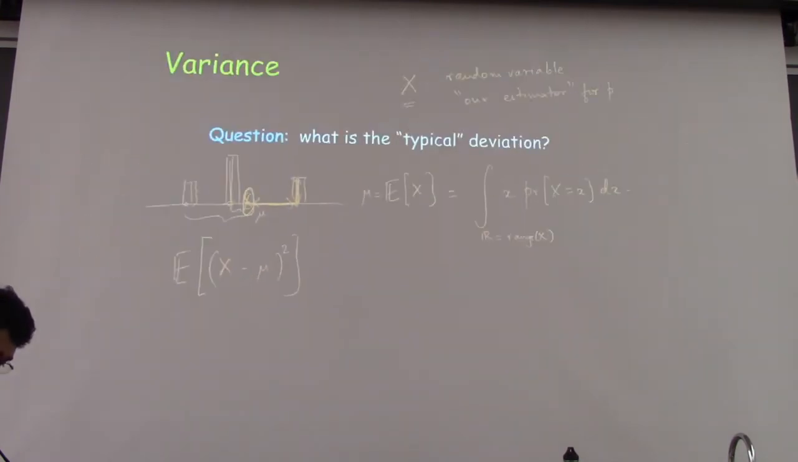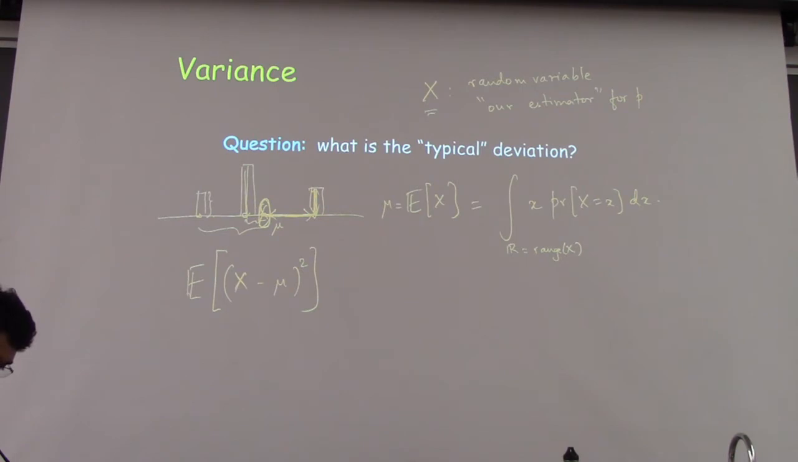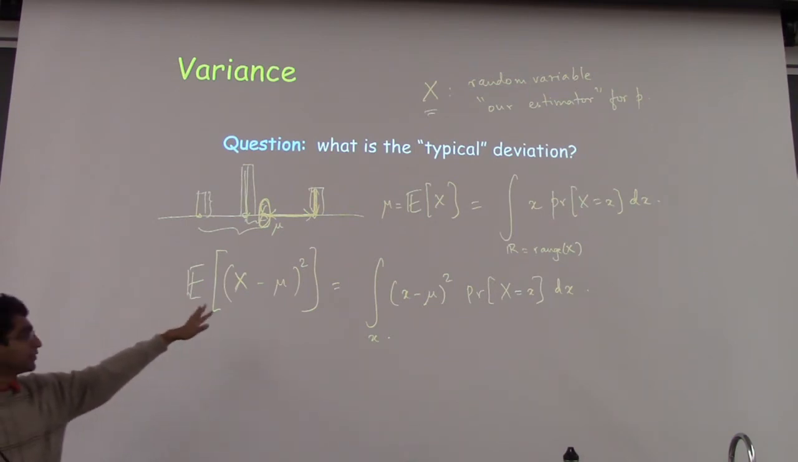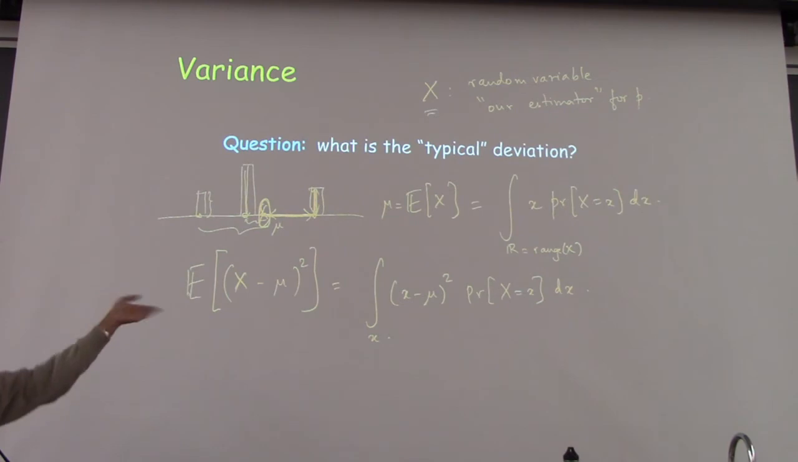You can also write this down, if you really want, in the same kind of integral way. You could say it's just the expected value of x minus mu squared times the probability that X equals x. This is just the definition of expectation. I'm using it on x minus mu whole squared, thinking of it as itself a random variable. Then I'm just using the definition of expectation.